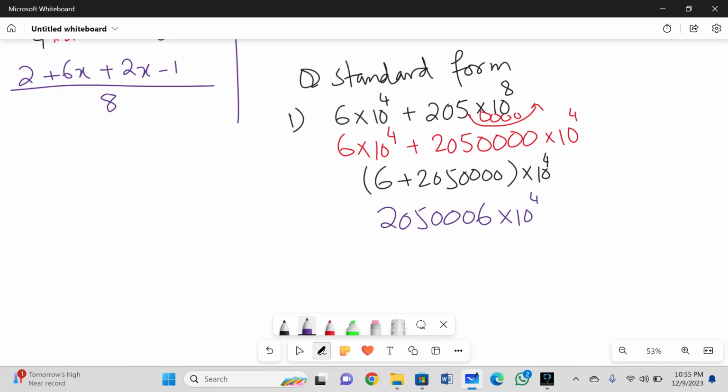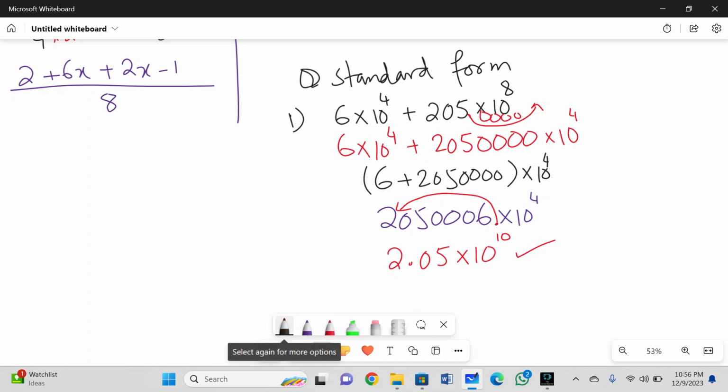This is not a standard form number because before the decimal there are many digits. In order to have it in standard form, remember, before the decimal there should be only a single digit number. So the decimal will be shifted here, after the 2. You will get 2.05, and remember you are shifting your decimal towards the left side, so the power is going to increase. How many digits? Count the digits that you are shifting the decimal: 1, 2, 3, 4, 5 and 6. So 4 plus 6 will give you power 10. This is the number in standard form. This is going to be the answer.